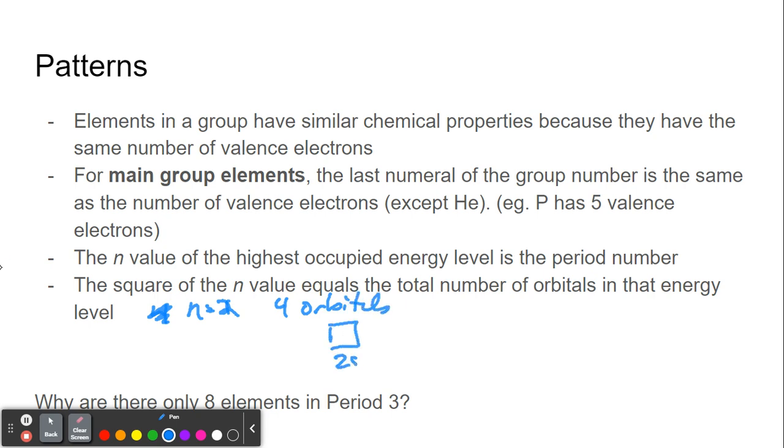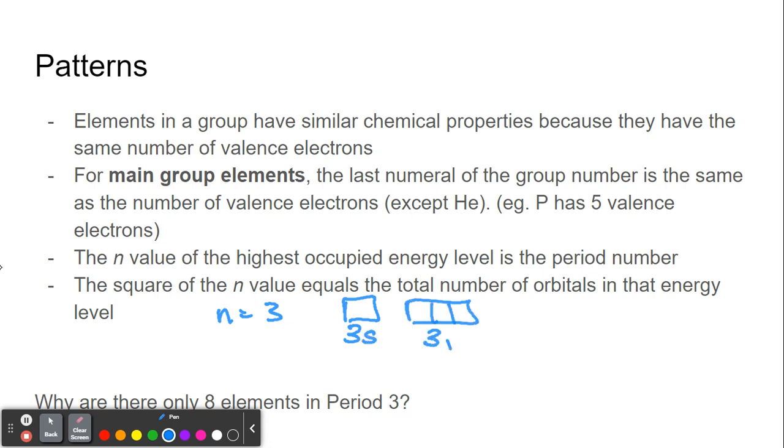Those are the 2s and the 3 orbitals in 2p, right? Okay. When n is equal to 3, 3 squared is 9. So that's 9 orbitals. Those 9 orbitals would be 3s, 3p, and then 3d. 1, 2, 3, 4, 5, 6, 7, 8, 9.